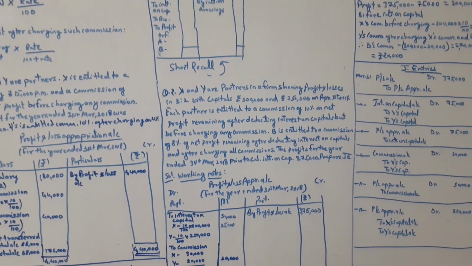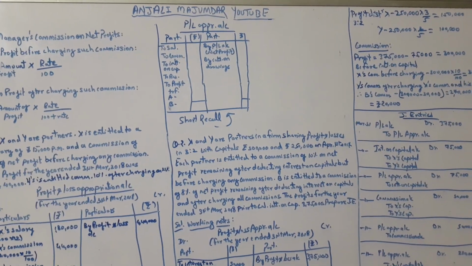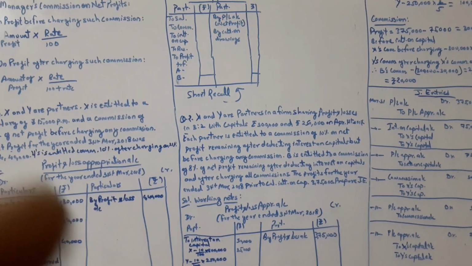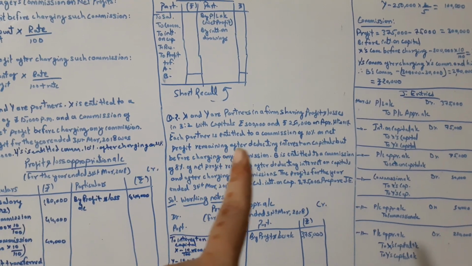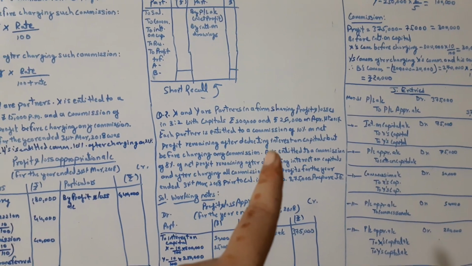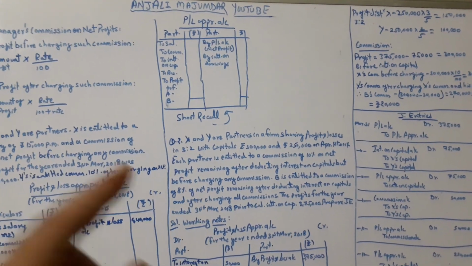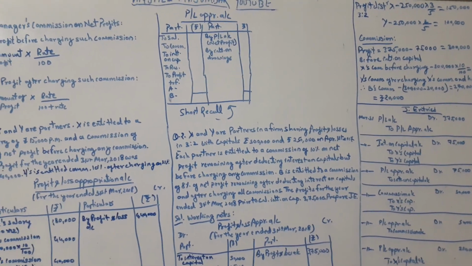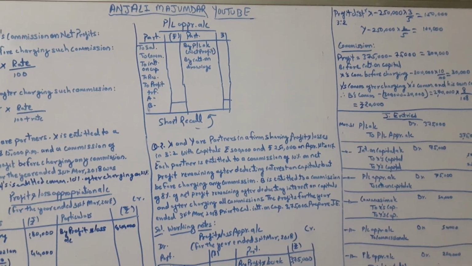Now the second very important point is how to calculate commission, because for the calculation of commission a few conditions are mentioned. The first condition: each partner is entitled to a commission of 10% on the net profit remaining after deducting interest on capital. So first of all, you have to deduct the interest on capital from the net profit, because the condition is given in the question that you calculate commission only after deducting the interest on capital.